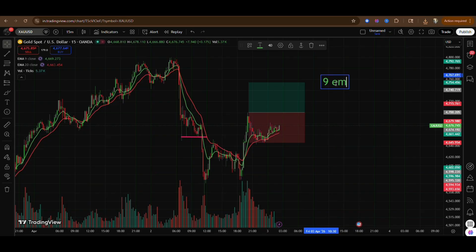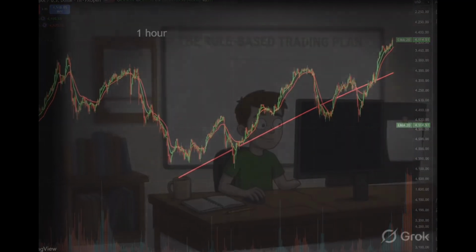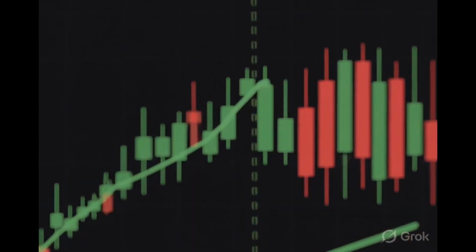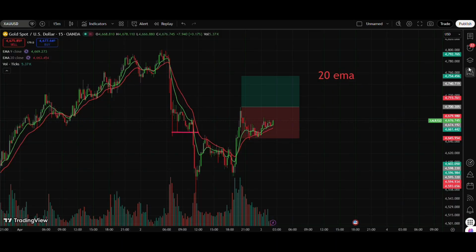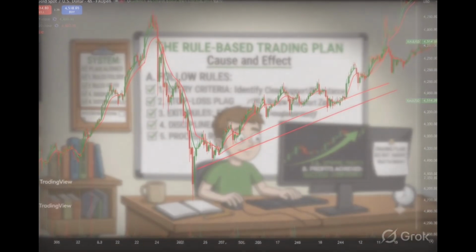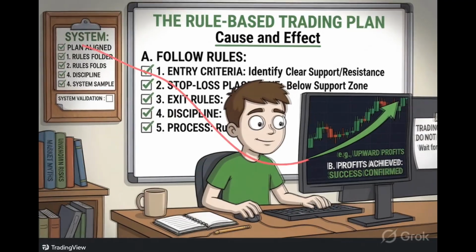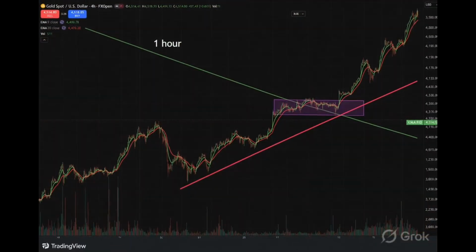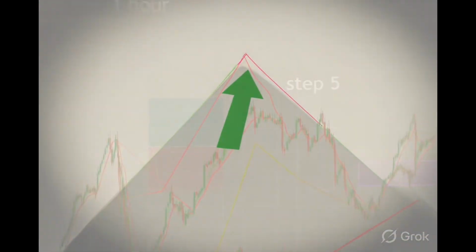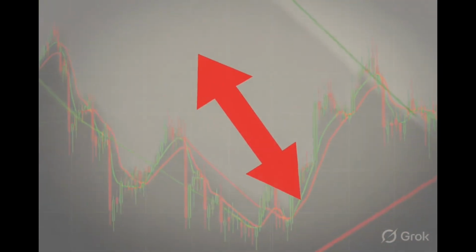The 9 EMA, short-term pulse. What is the market doing right now? The 20 EMA, medium-term direction. Where has the market been trending? They answer the only question that matters before any trade. Which direction is this market moving in? And am I trading with it or against it?